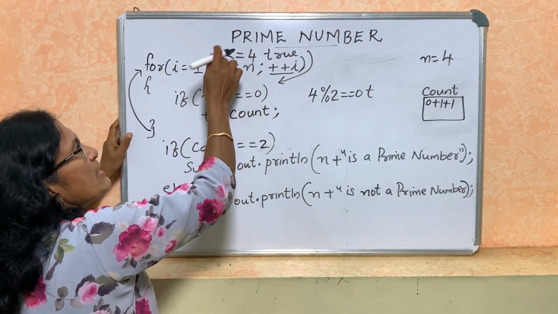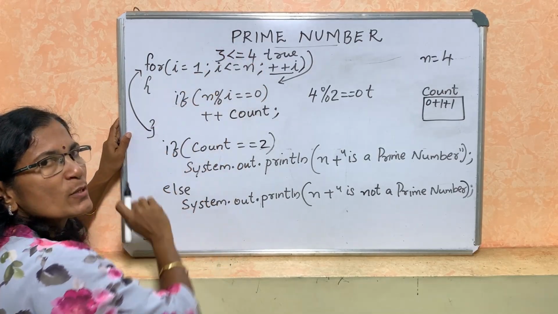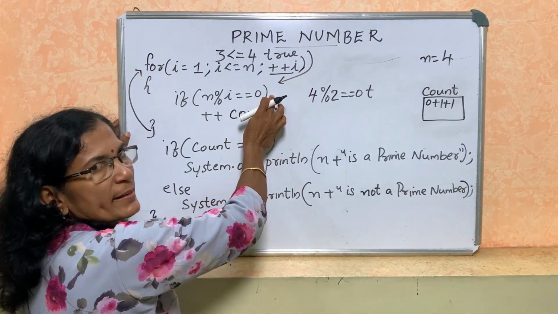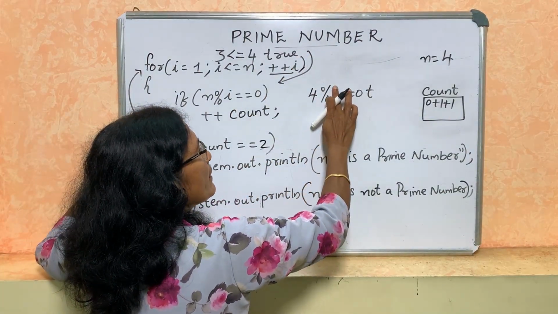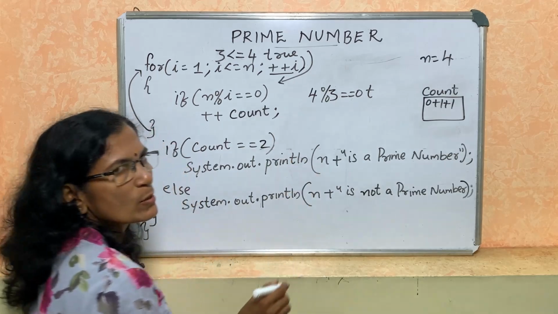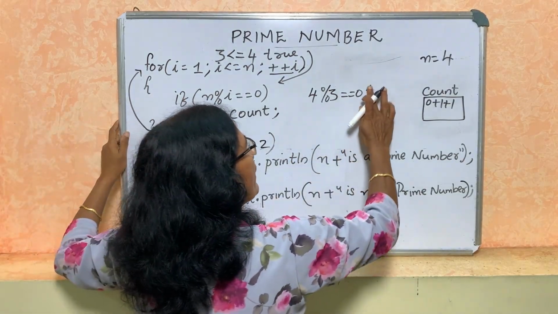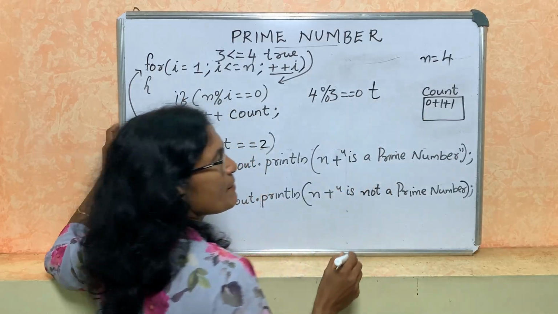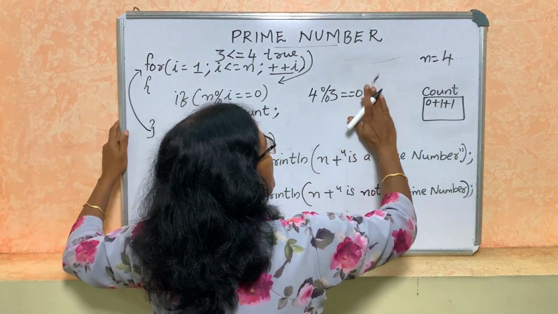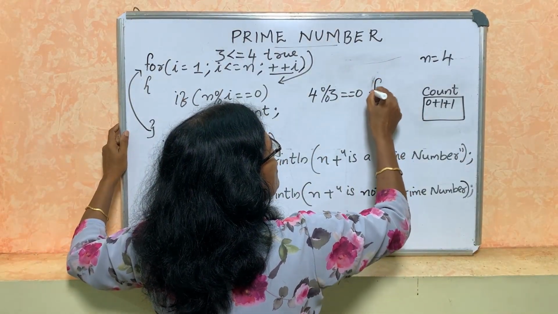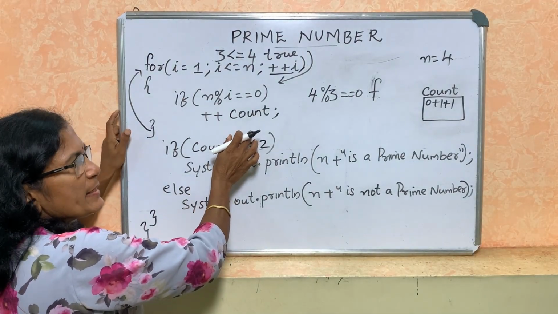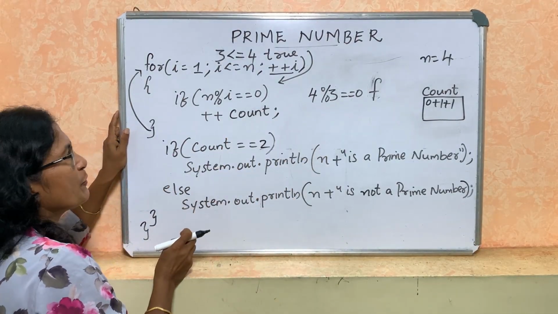The value of i is updated to 3. 3 less than or equal to 4? True. So again control enters into the loop's body. 4 is divided by 3. 4 modulus 3 is equal to 0? False. 4 is not completely divisible by 3. So the test expression is evaluated to false. The remainder of the division is not equal to 0, so count will not be incremented. 3 is not a factor of 4.